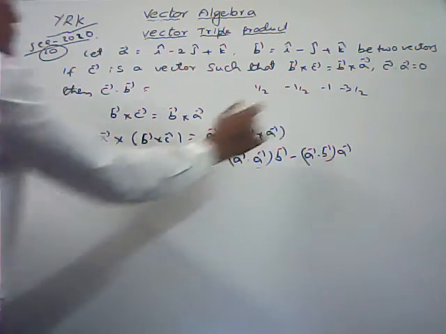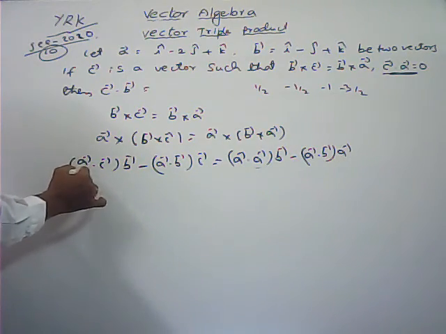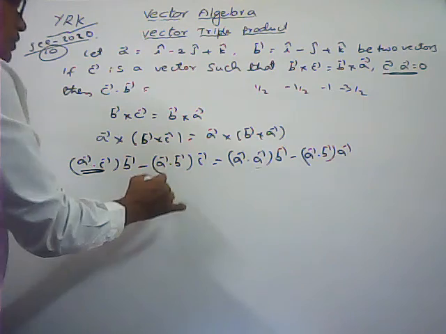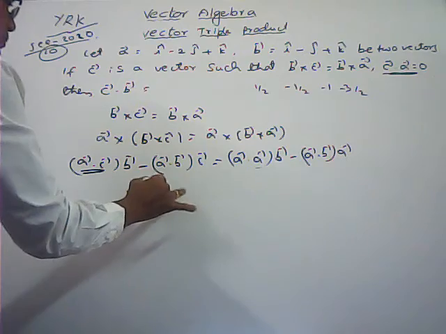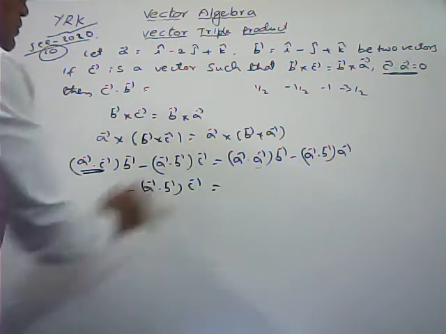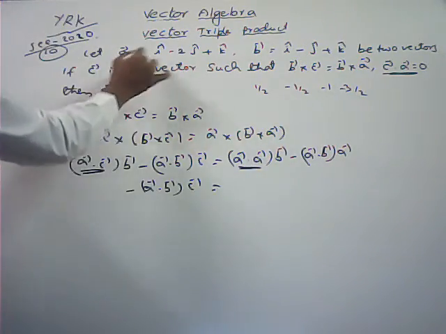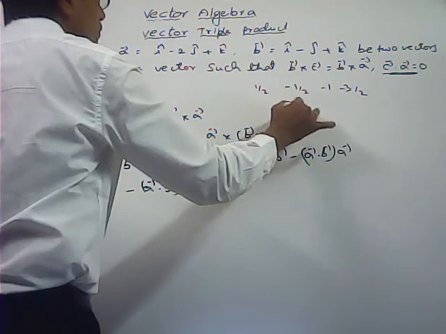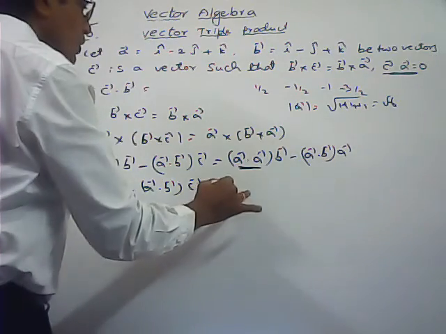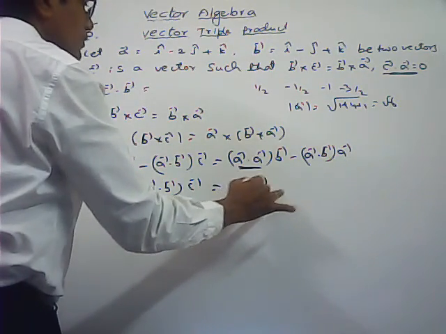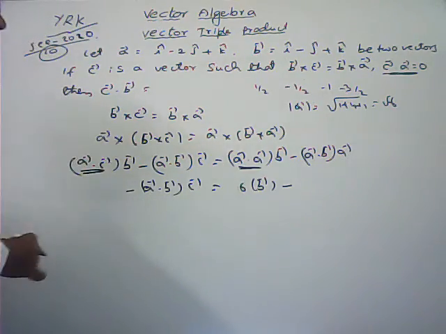Now C bar dot A bar, that is 0, is given. So in that place you can put 0. Minus A bar dot B bar into C bar is equal to, here these values are given. A bar dot A bar, that is modulus of A bar square. What about the modulus of A bar? That is root of 1 plus 4 plus 1, that is equal to root 6. So root 6 squared, 6, into B bar, minus modulus of A bar square. So 6 into B bar we can get.